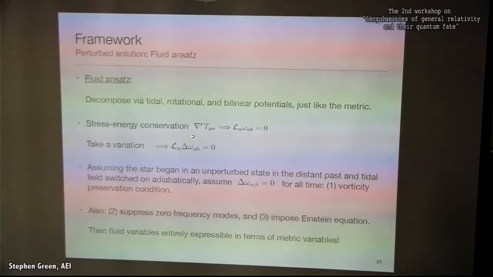The way to see this is, well, stress energy conservation implies that the vorticity is conserved along world lines. And then if you take a variation of that, that tells you that the Lie derivative along the world line of the Lagrangian displacement of omega vanishes. And then, well, if we assume also that the star began in an unperturbed state in the distant past and the tidal field is switched on adiabatically, then that says that this delta omega had to be 0 initially, but then because it's conserved, we can assume the delta omega is 0 for all time. And then if we also assume that we don't have any zero frequency modes and we impose the Einstein equation, then this condition itself is enough to express the fluid entirely in terms of the metric variables.